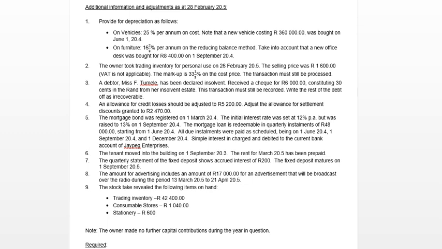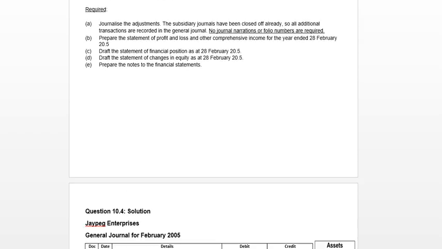So we need to record this money which we received, the 6,000 Rand, because we have not recorded this transaction yet, because it says that this transaction must still be recorded. And then the rest of her debt we need to write off as irrecoverable. So if we receive 30 cents, then 70 cents will be what we need to write off.